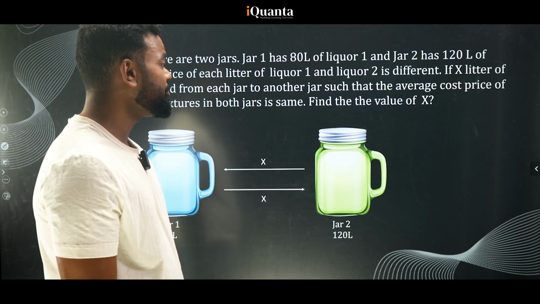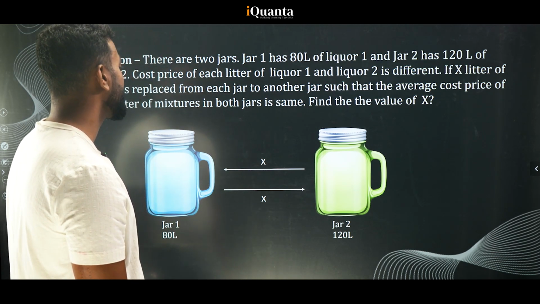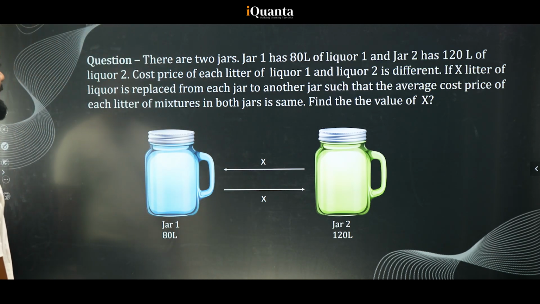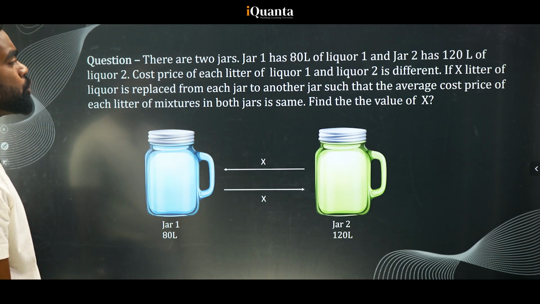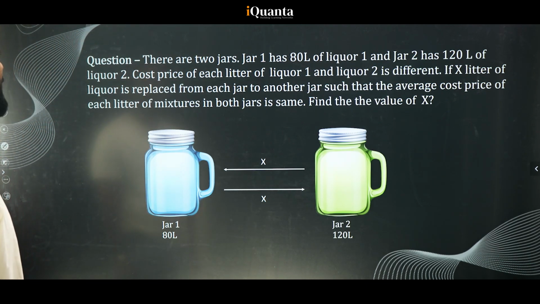Yes, let's discuss. This is a very good and very important question. Just read the question first. I'm reading with you. There are two jars. Jar one has 80 liters of liquor and jar two has 120 liters of liquor, right? The cost price of each liter of liquor 1 and liquor 2 is different.